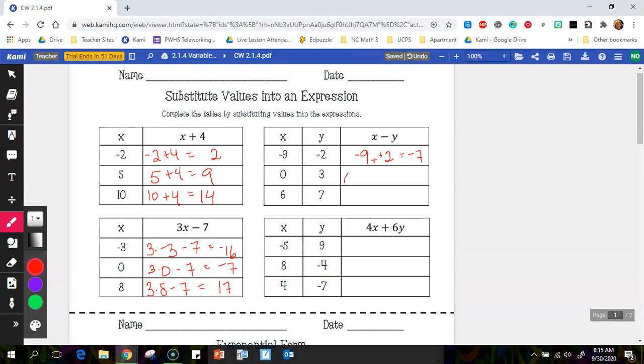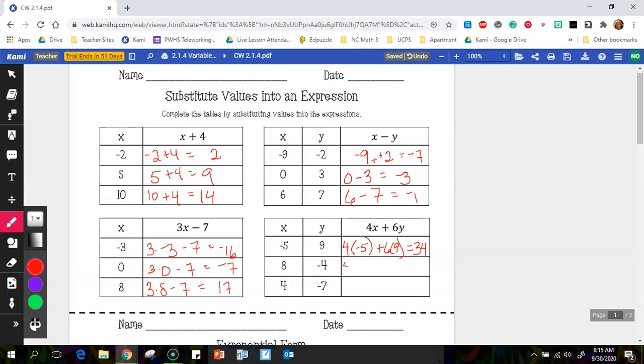This is going to be 0 minus 3, -3. And then 6 minus 7 is -1. My -1s always look like 7s. All right, this one is 4. I'm going to use parentheses this time, times -5 plus 6 times 9. So that's -20 plus 54. That is 34, so I can put that in there.